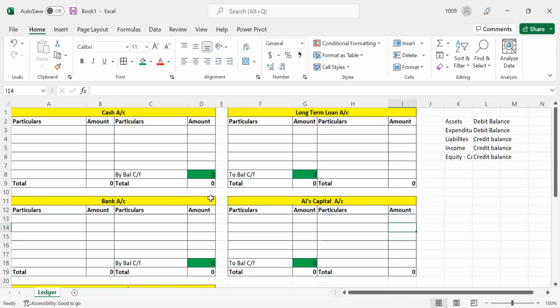So this was all about how to create a ledger account pro forma in Microsoft Excel, with the auto sum on both the debit and credit sides, along with the balances that will come automatically.